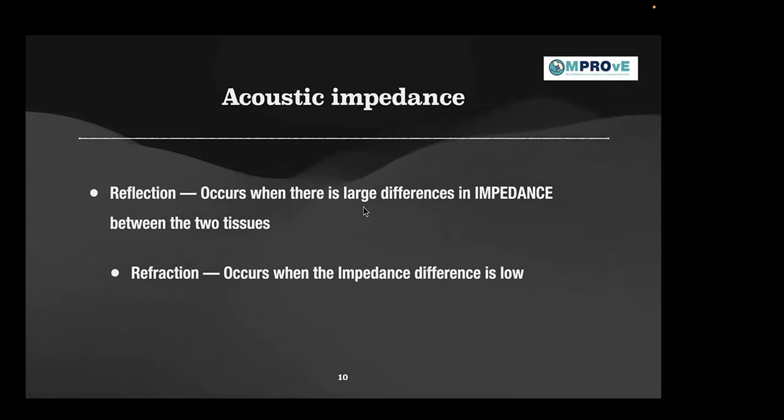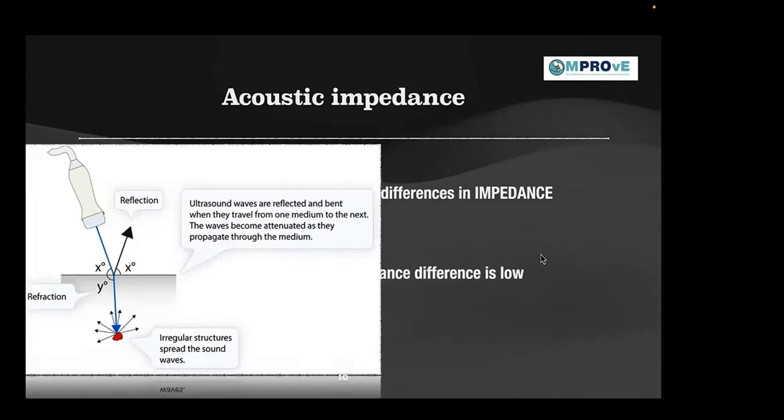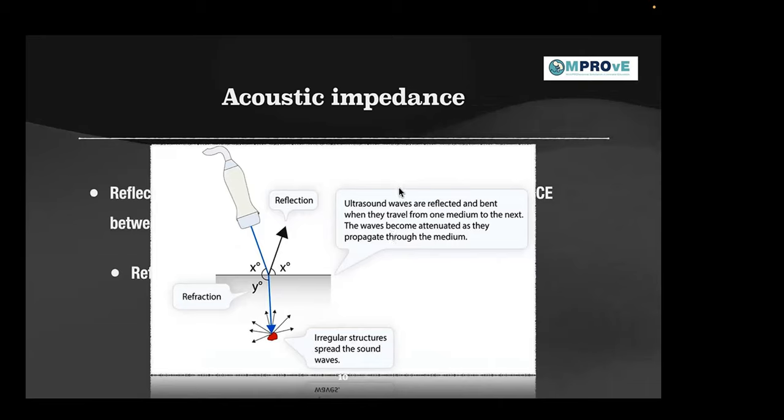Reflection occurs when there's a large difference in impedance between the two tissues, and you get a bright white image. And refraction occurs when the impedance or the resistance is low, so that some of the waves can pass through that particular structure. Then you get refracted waves rather than reflected. This schematic will explain it better.